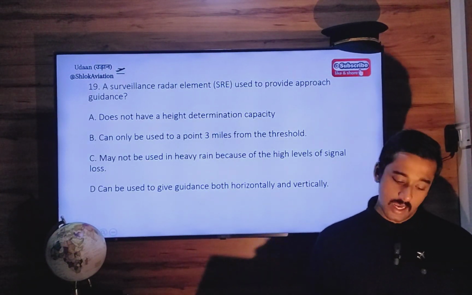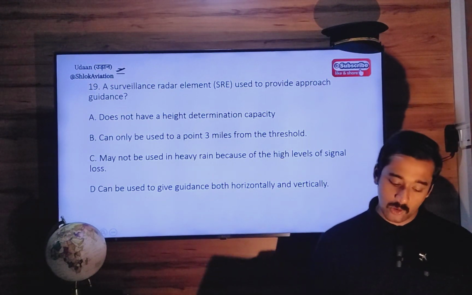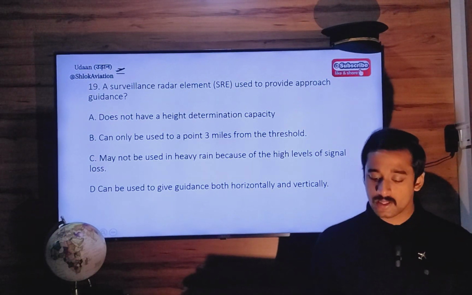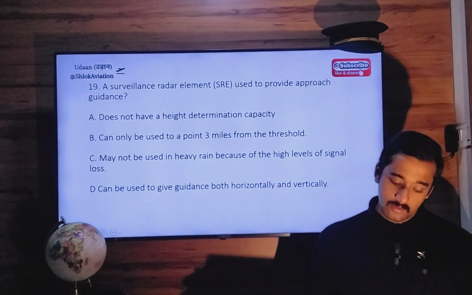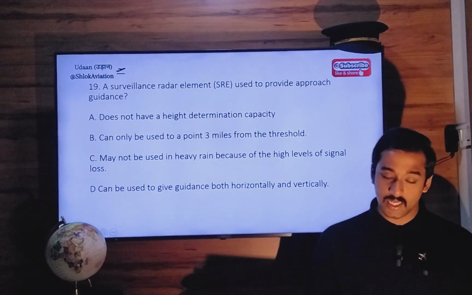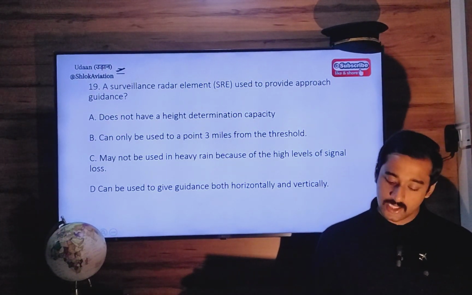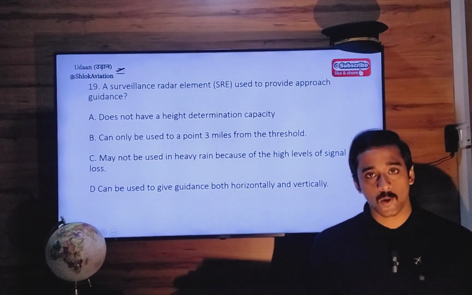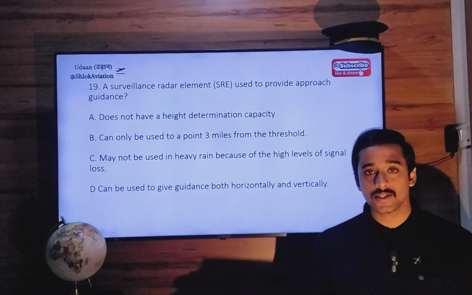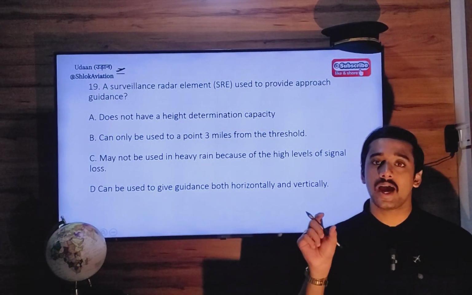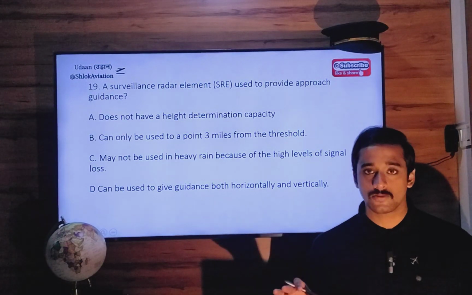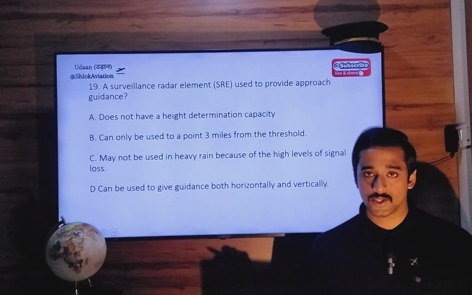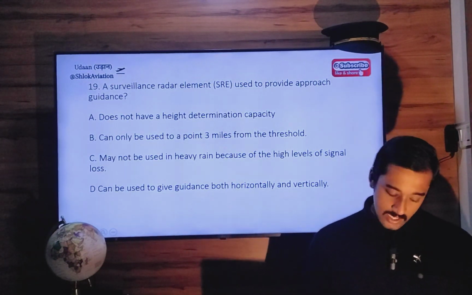Next, question 19. A surveillance radar element used to provide approach guidance: doesn't have height determination capacity, can only be used to a point 3 miles from the threshold, may not be used in heavy rain because of high levels of signal loss, can be used to give guidance both horizontally and vertically. The surveillance radar approach is a 2D approach, meaning you are given only horizontal guidance and just advisory height information. In precision approach, the approach based on precision radar, you get both horizontal guidance and vertical guidance. So that can be regarded as a 3D approach. So Delta is wrong.